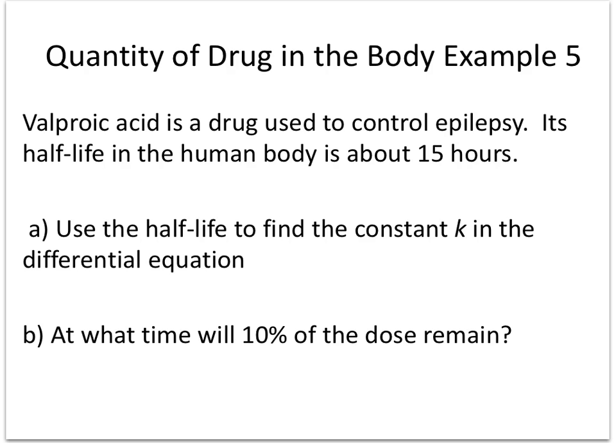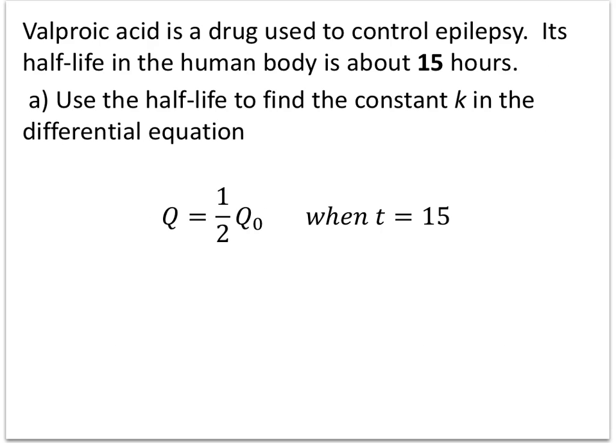All right, this acid is a drug used to control epilepsy. Its half-life in the human body is about 15 hours. Use the half-life to find the constant K in the differential equation, and then at what time will 10% remain. So let's do the first part. The half-life says I'm taking half of the quantity present, and my time is 15 hours. So when I want to find this value of K, I plug in everything I know.